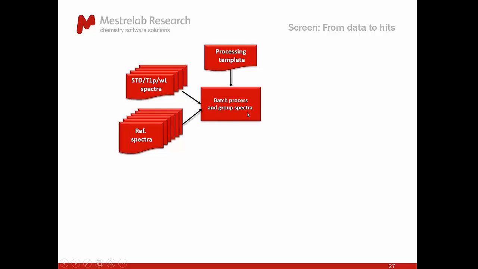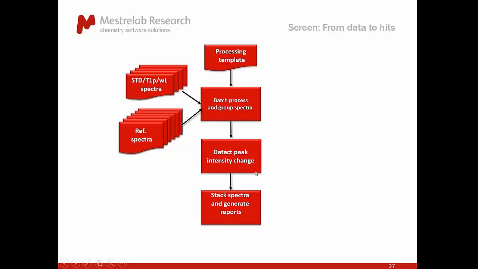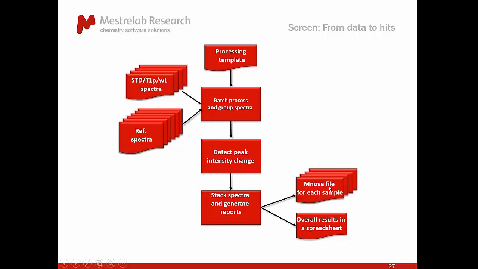For each group of mixture and reference spectra, it detects the peak intensity changes and then maps them to the reference spectra to figure out which compound is changing, if any. Then it stacks the spectra and generates reports. It gives you an overall spreadsheet of the results. It also saves the Mnova file for each sample, so you can do interactive manual inspection and manual correction, if any. That's the workflow of Mnova Screen.